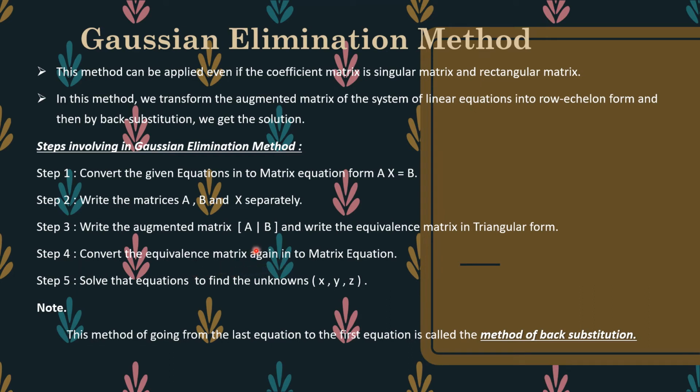Now we have the equivalent matrix from step 3. That matrix is converted into equation form, that is like Ax equal to B form. Then solve the equations to find the unknowns, that is x, y, z in step 5. That is the answer. See that note. This method of going from the last equation to the first equation is called the method of back substitution. In your exam, they may ask Gaussian elimination method or method of back substitution.